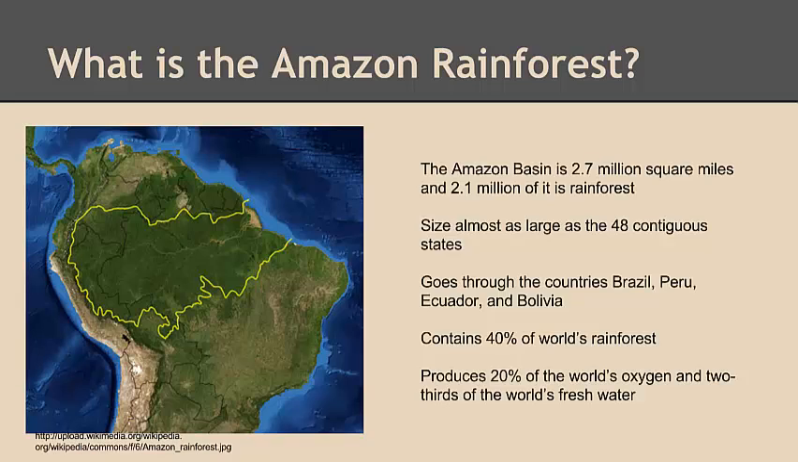40% of the world's rainforest is in the Amazon rainforest. It also produces 20% of the world's oxygen and 2/3 of the world's fresh water.